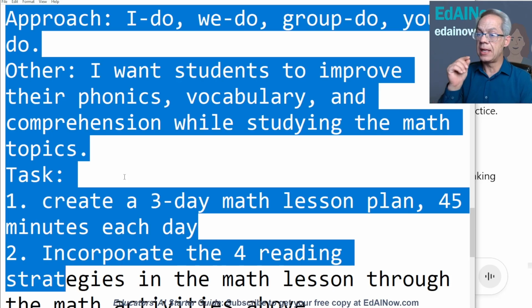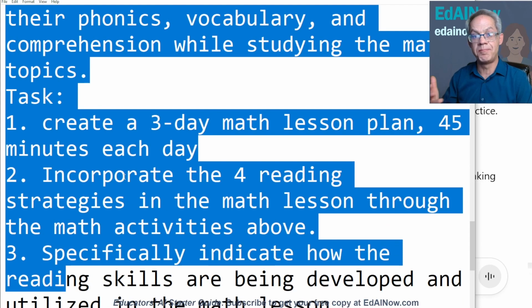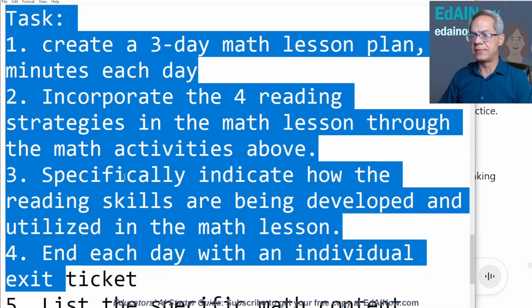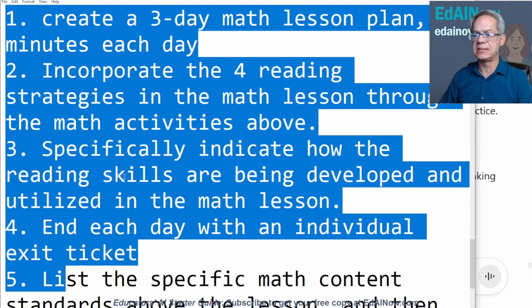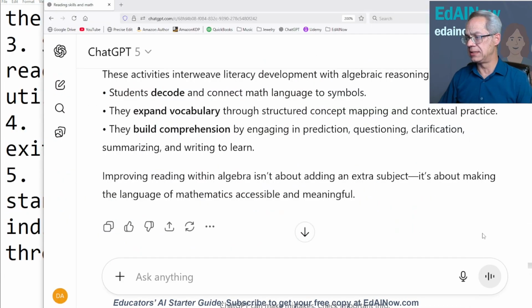We're assembling, incorporate the 4 reading strategies in the math lesson through the math activities above. Remember, we created the math activities on the basis of the reading strategies. Now we're going to create the lesson plan on the basis of those activities. We've built all the pieces. And tell me a little more about that. Exit tickets, give me standards, and so forth. And finally, we've got all of our pieces.